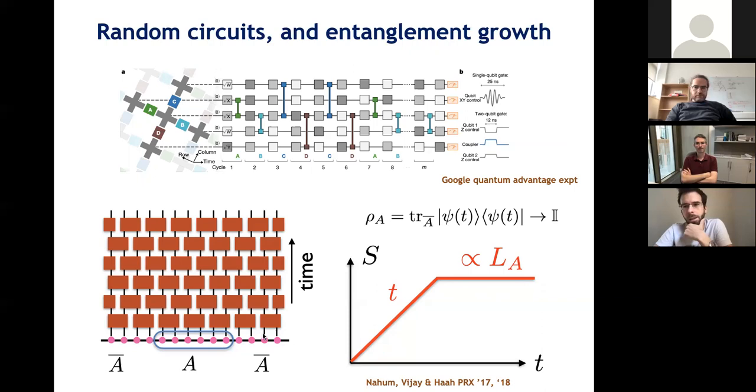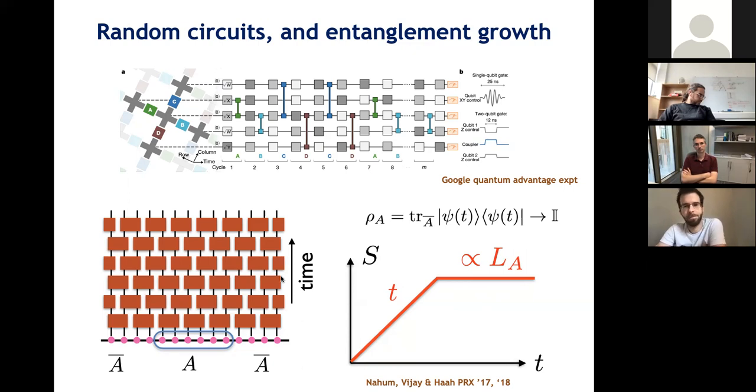Instead of considering some Hamiltonian evolution, I'll think of just unitary dynamics generated by the following circuit. You have time going upwards, where you add layers of gates. Each red rectangle here is a unitary gate that acts on nearest neighbor qubits. You can imagine this is coming from trotterizing some Hamiltonian evolution. But here I'll imagine those gates are very far from identity, and we'll actually take them to be random in space and in time.